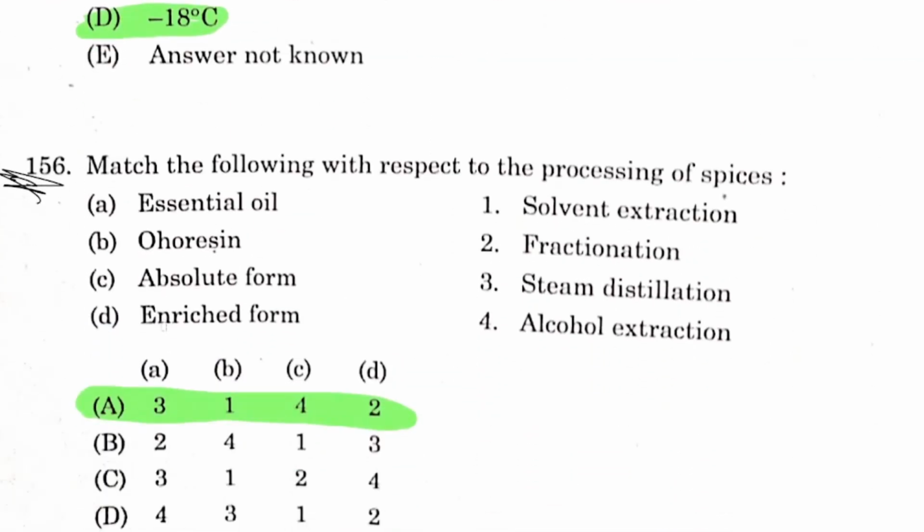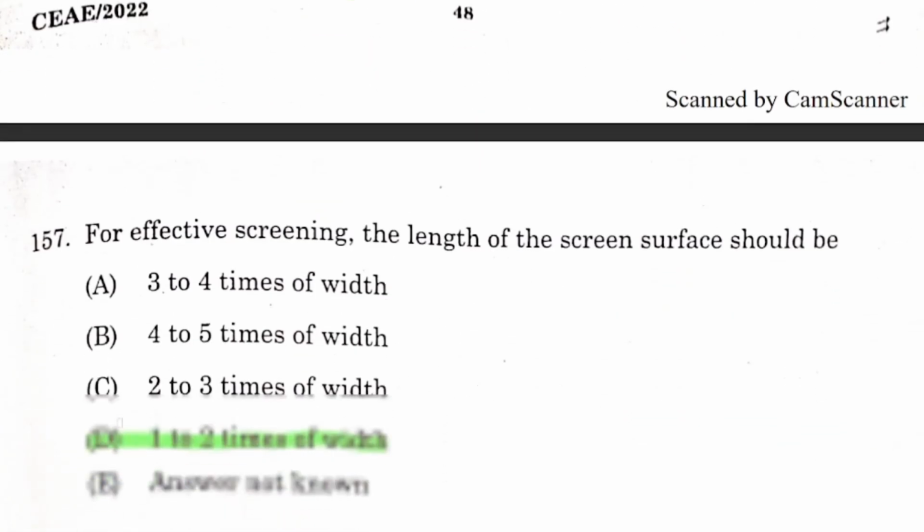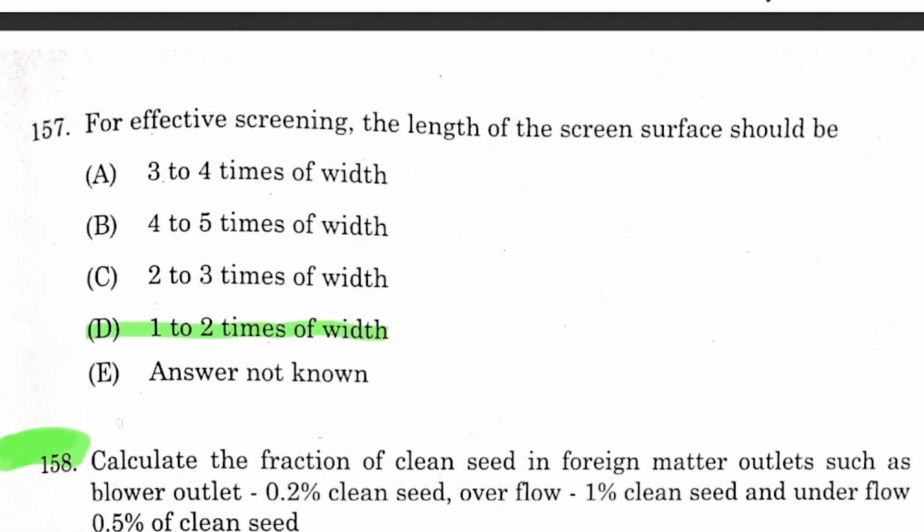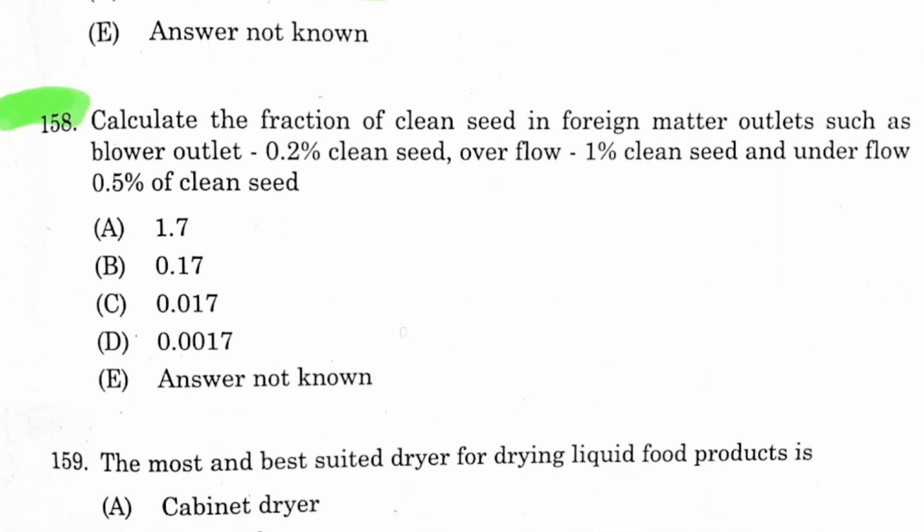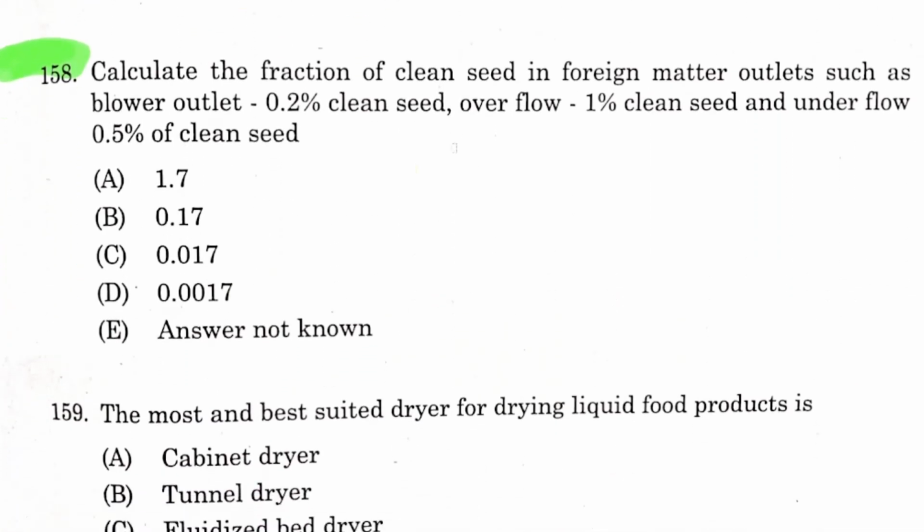Next question is match the following with respect to processing of spices. So here option number A is correct. Next, for effective screening, the length of the screen surface should be 1 to 2 times the width. This is also for you.